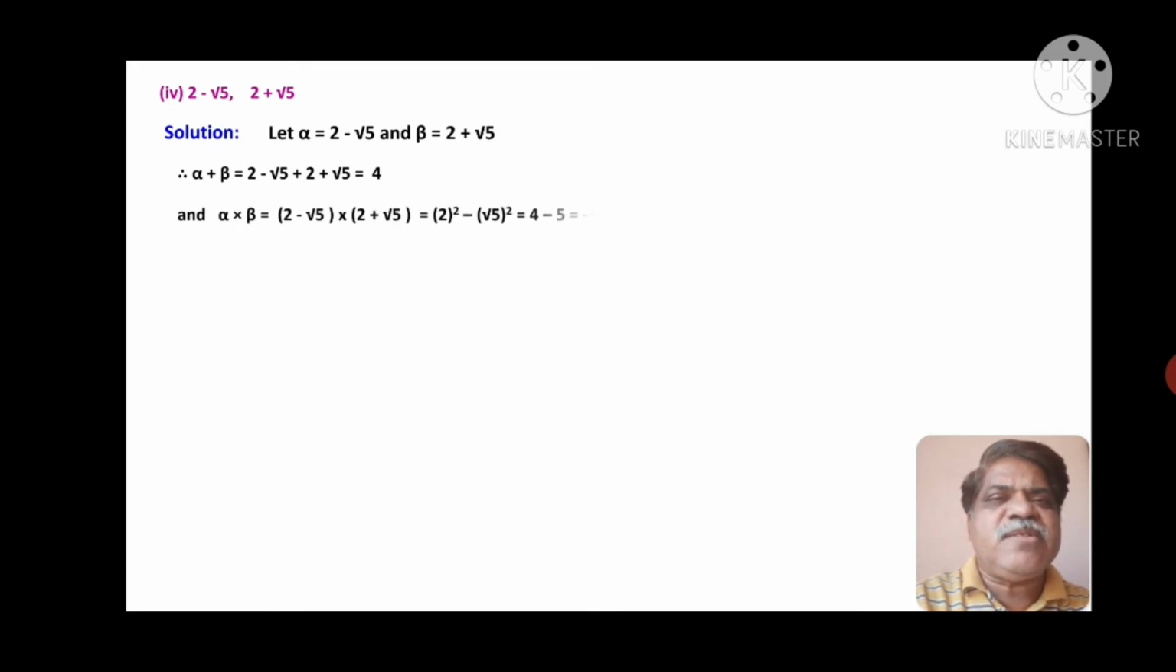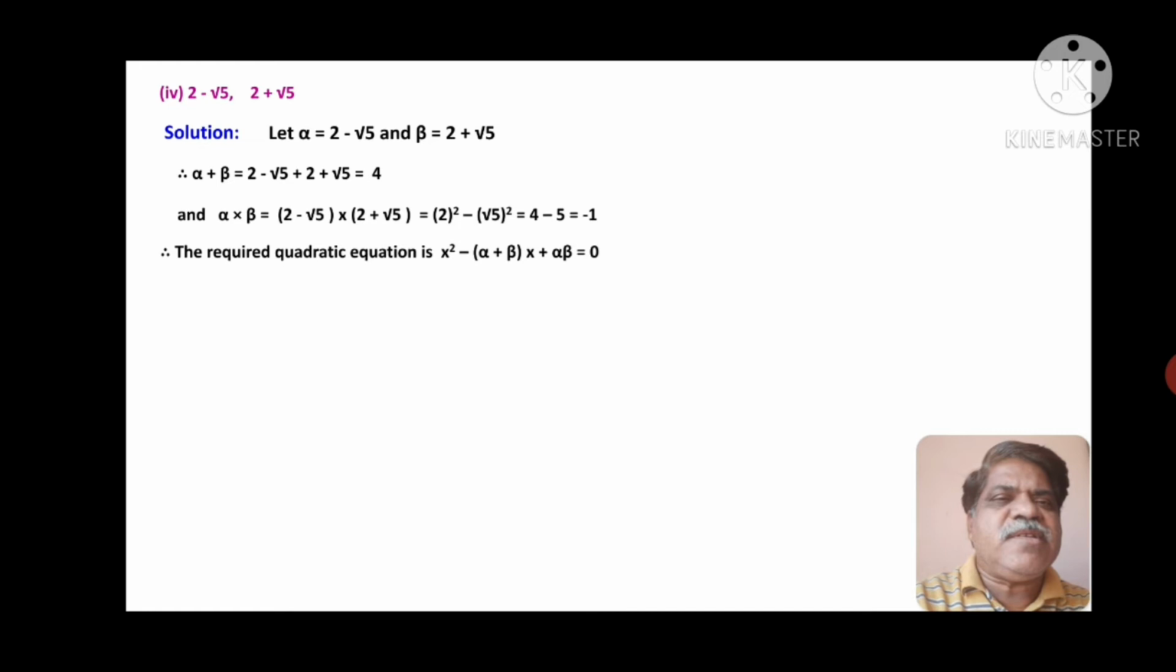And now alpha into beta is equal to 2 minus root 5 into 2 plus root 5, which will be equal to, it is just like a minus b and a plus b, a square minus b square accordingly, 2 square minus root of 5 bracket square. 2 square is 4, root 5 square is 5, 4 minus 5 that will be minus 1.